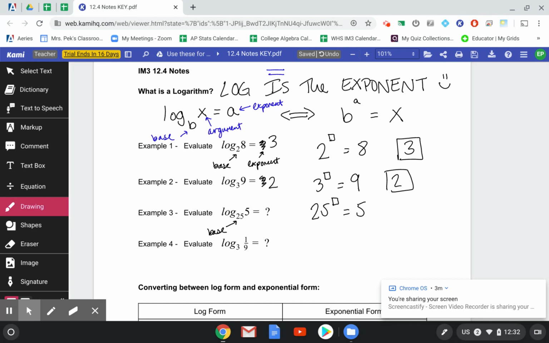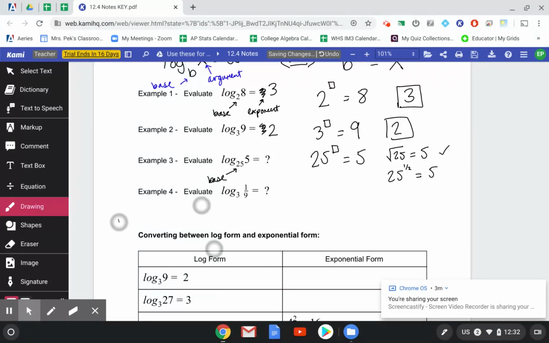So a couple things we need to remember. I can think of it as the square root of 25 is 5. I know that works because 5 squared is 25. And that means 25 to the 1/2 power is 5. So I guess we can write a little note to ourselves. Recall that the square root of x is the same as x to the 1/2 power. We're also going to be using another rule here.